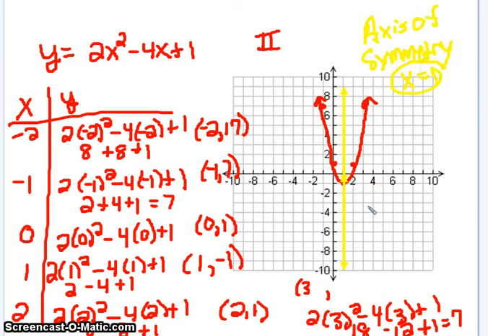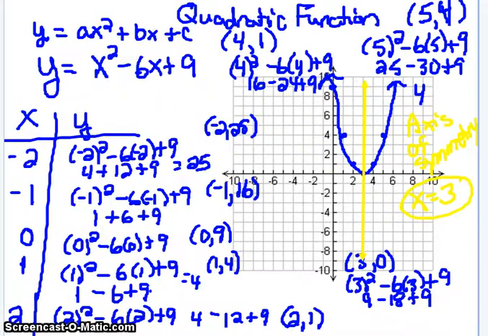Now, I told you, if you watch the video, you're going to be one step ahead of everybody else because I'm going to clue you in on something we're going to talk about. This parabola has a lowest point, and this lowest point is called a minimum. This parabola also has a lowest point, which is also called a minimum.